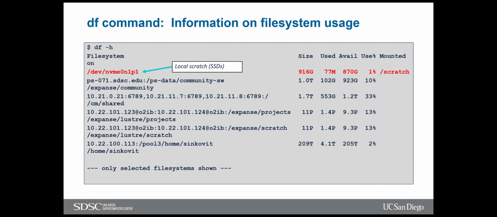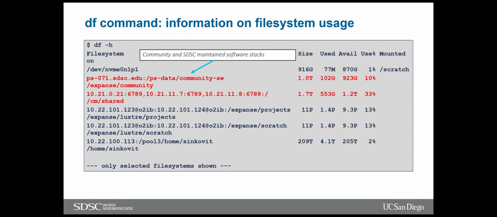We can use the df command to provide us more information on the file system usage. I have a list here of all the important file systems that are available to us. The NVMe is the local scratch local to the node itself, and it's probably going to give you your best performance. Things to keep in mind though: this space is only available while your job is running, so you have to move data on and off it.